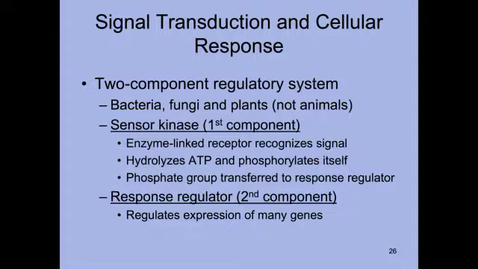This phosphate group will be transferred to what's known as a second component, the response regulator. The response regulator, the second part of this whole process, will directly regulate the expression of multiple genes, especially in prokaryotes. So instead of this big long kinase-type cascade, we simply have two proteins involved in this signaling pathway. So that's why it's called a two-component regulatory system.